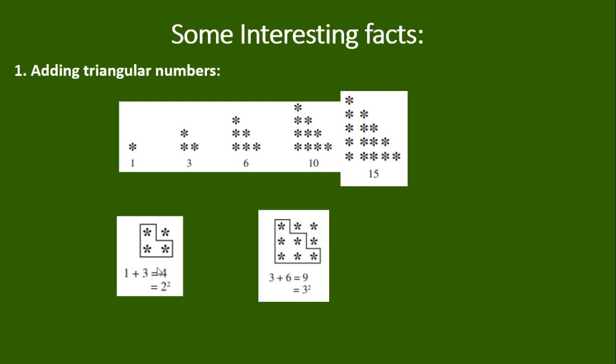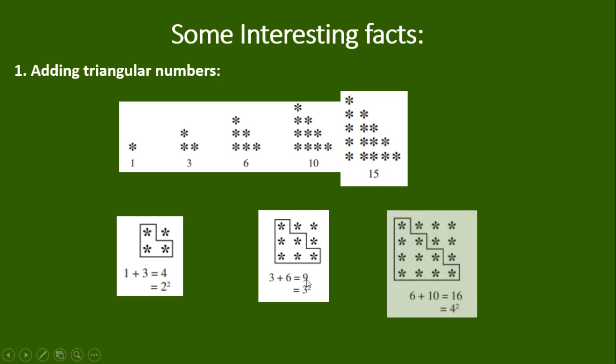Now, similarly, let's add 3 and 6. So 3 is also a triangular number and 6 is also a triangular number. When I'm adding 3 and 6, I'm getting 9. And when you arrange these 9 numbers, again you will get a square number. Here you can see this is a square formed by these 9 numbers, and 9 is the square of 3. So 3 square is equal to 9. Again, when I'm adding two triangular numbers, I'm getting a square number that is equal to 9.